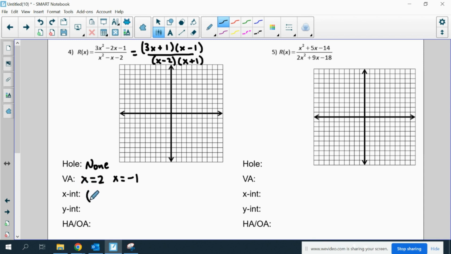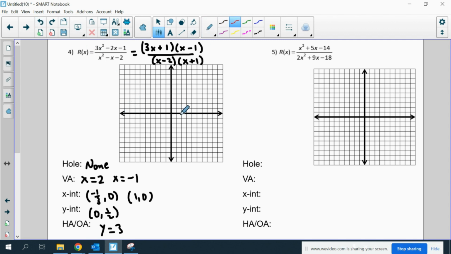There are 2 x-intercepts, -1/3, 0, and 1, 0. There's a y-intercept at 1/2 if I substitute in x equals 0. I get -1 over -2, which gives me 1/2. And then there is a horizontal asymptote at y equals 3, because if I look at the powers, they're the same, so I divide the leading coefficients.